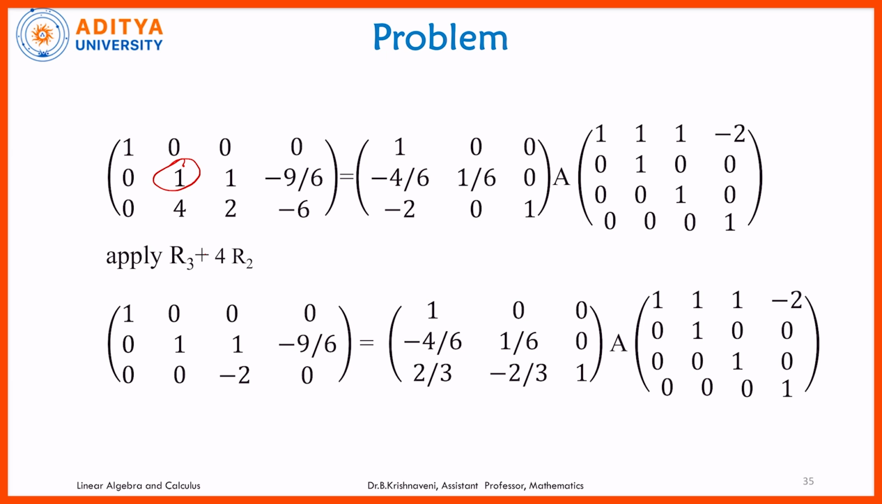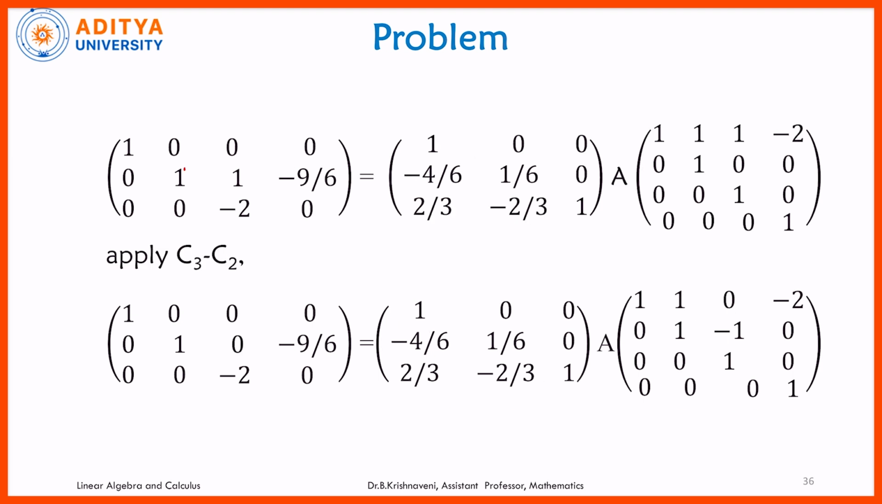So now fix this, make it 0 using row operations. For that, what is the operation we have to use? R3 minus 4R2. Then the above is reduced to: first row will remain the same, second row will remain the same, and the third row becomes, by applying R3 minus 4R2, 0, 0, minus 2, 0. And in the RHS, only the prefactor will be affected on R3. So R3 becomes 2 by 3, minus 2 by 3, 1. And the remaining is the same as the previous step.